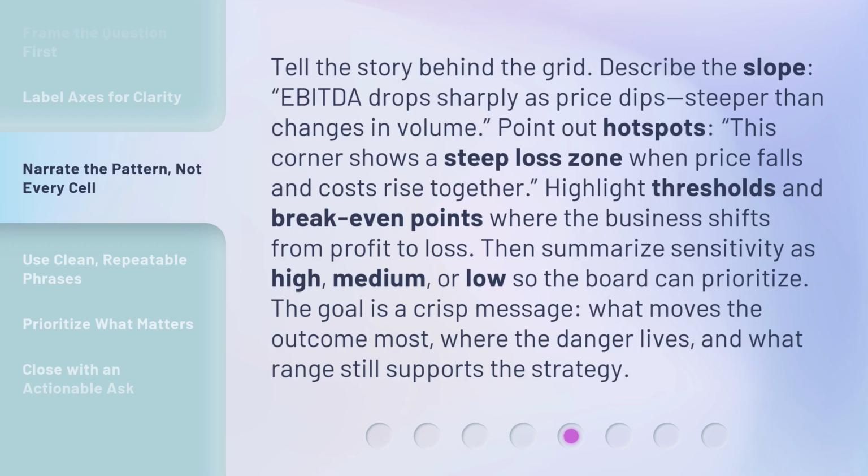Then summarize sensitivity as high, medium, or low, so the board can prioritize. The goal is a crisp message. What moves the outcome most, where the danger lives, and what range still supports the strategy.